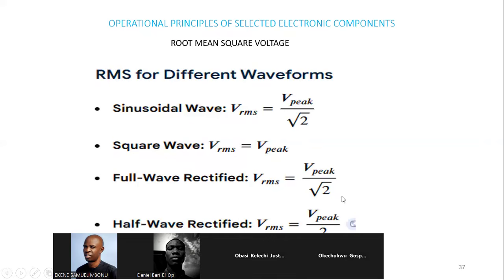The value of root 2 is 1.4142. Okay, so if we have a root mean square of 170 volts, what's actually the peak voltage?